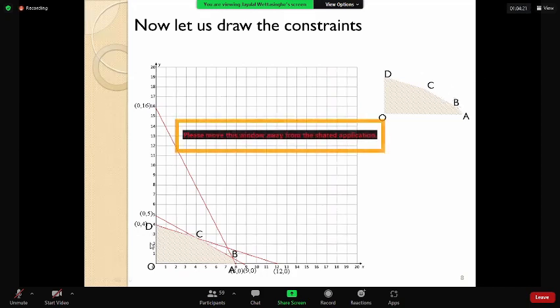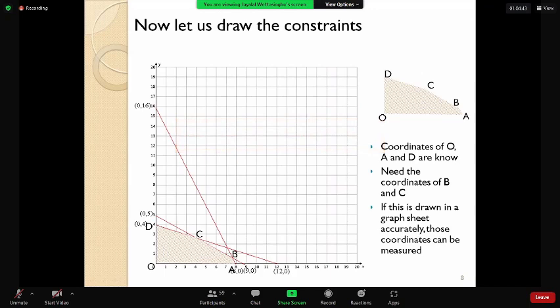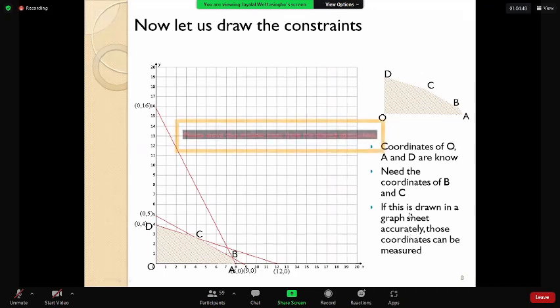In fact, we know some points. We know this point D, we know this point A, and we know O, but we still don't know B and C. Coordinates of O, A, and D are known. Then we want to find the coordinates of B and C. As I explained, if this is drawn accurately on a graph sheet, we can measure and find.